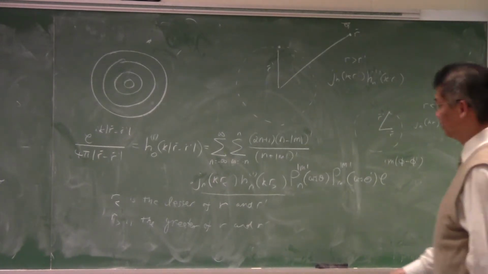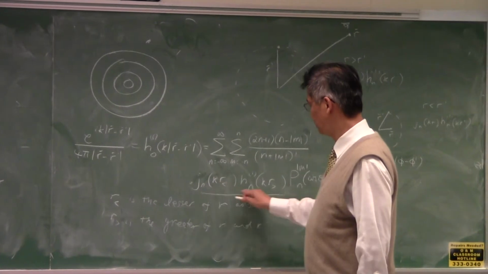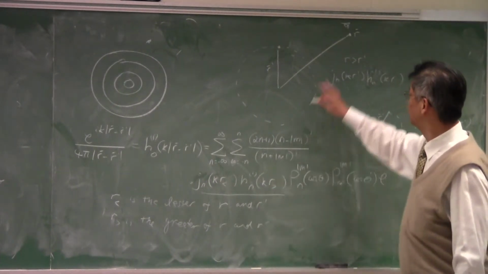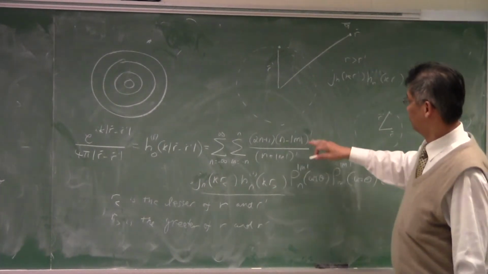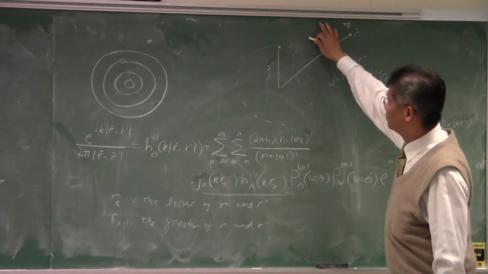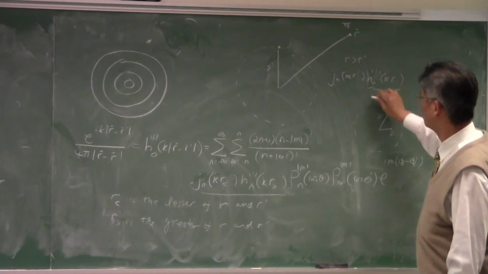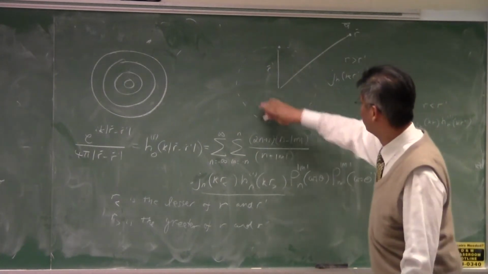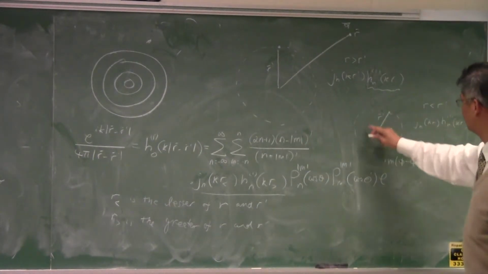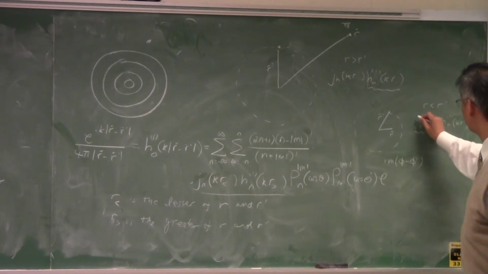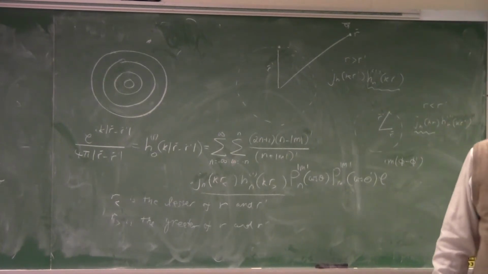This is the standing wave. This represents an outgoing wave. It means that if you're over here, the wave in the region outside the circle should be expressed in terms of an outgoing wave. If you're over here, then the wave inside the circle should be expressed in terms of a standing wave. That's what it means physically.